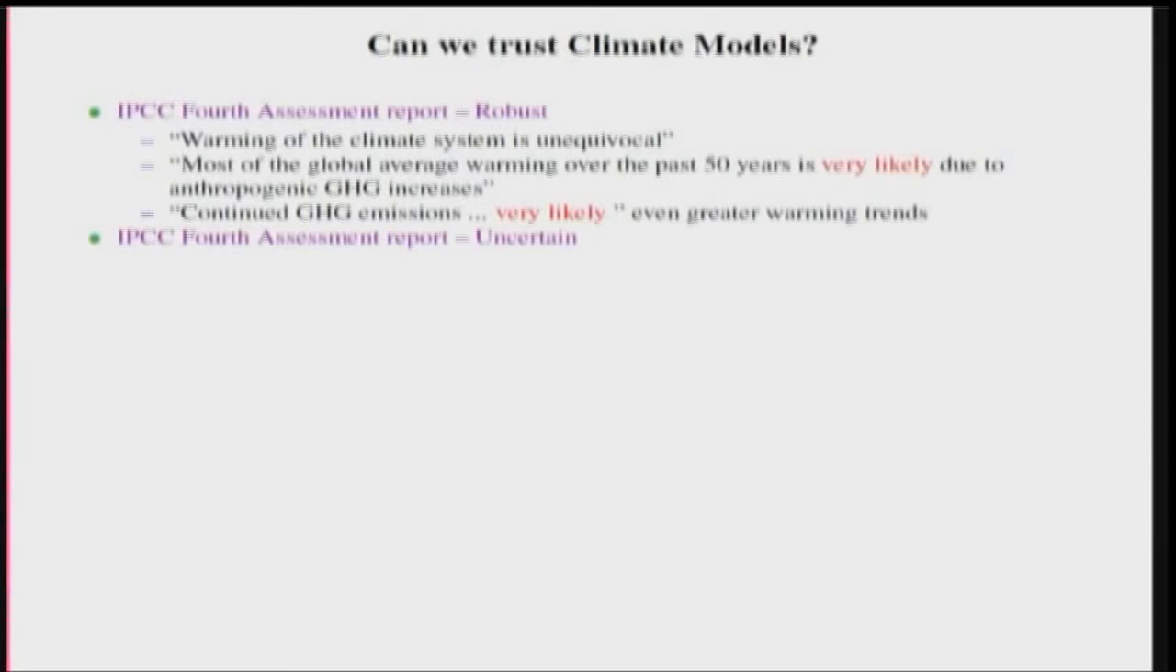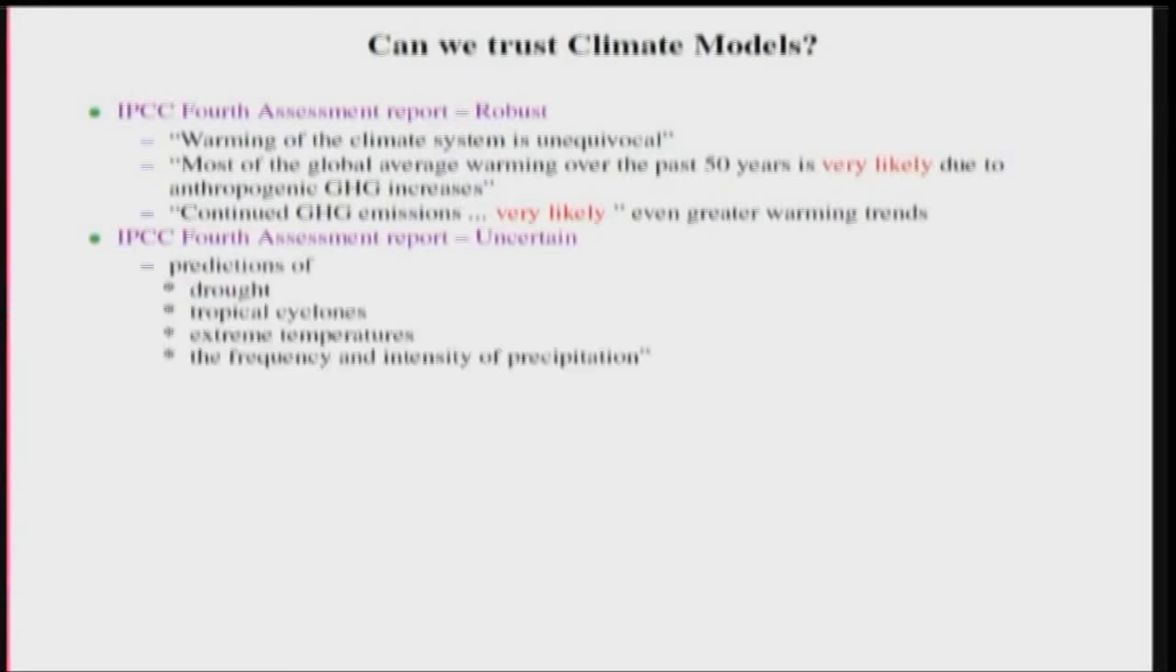They also said there are a number of findings that are really quite uncertain because they can see that the models are not accurate enough. Any regional predictions of drought, changes in tropical cyclones, changes in extreme temperatures, heat waves and cold nights, and the frequency and intensity of precipitation, they are very uncertain. So really the government is not in a position to say, there's no problem with climate change, we'll just build more reservoirs. We don't know that that's what's needed. We might be flooded.